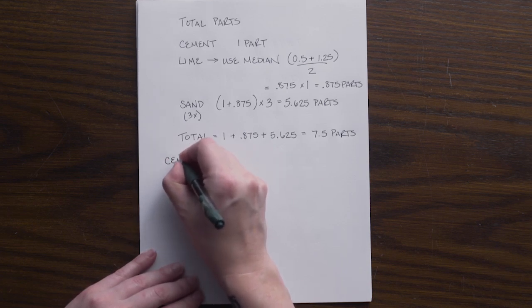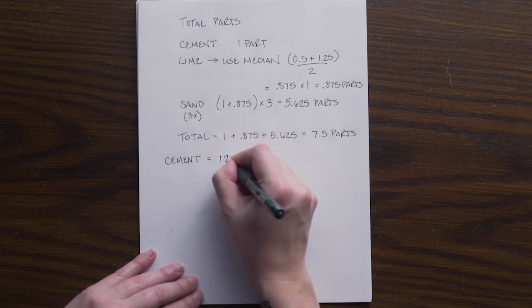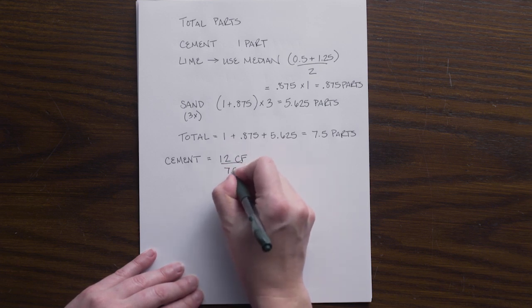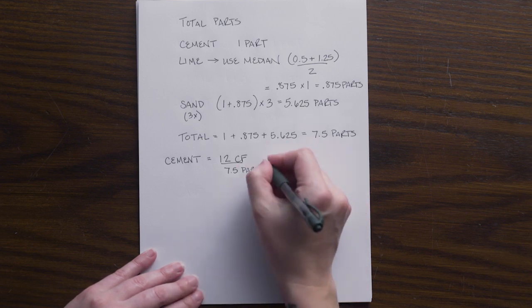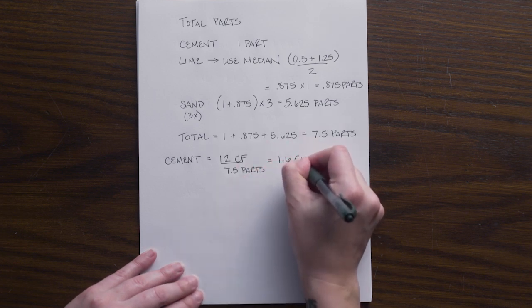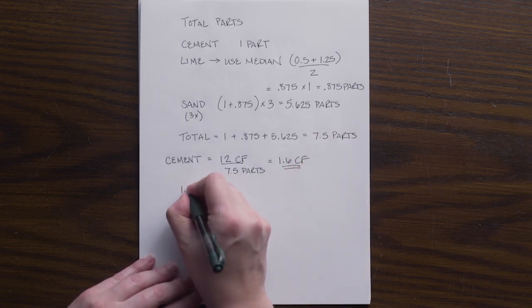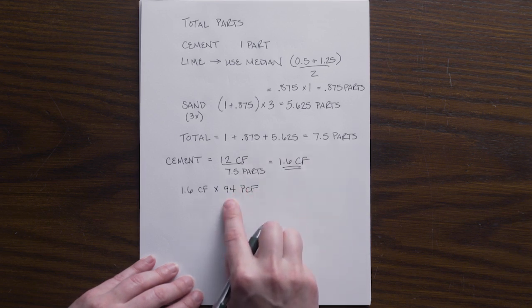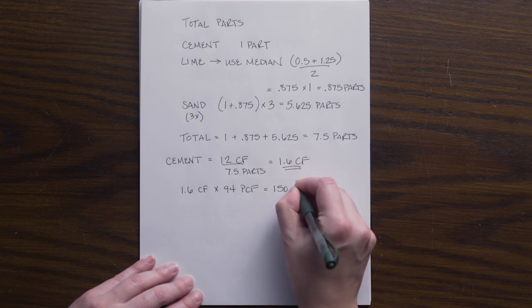So looking at our cement, we want to find our volume. Remember, we take our cubic foot batch size and we divide it by the number of parts. So our total gives us 1.6 cubic feet of our Portland cement. Changing that into a weight, we have 94 pounds per cubic foot. We're using Portland cement, not masonry cement, so our density has changed. 150.4 pounds.